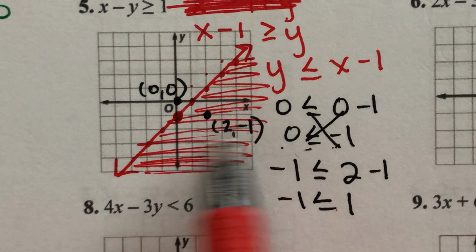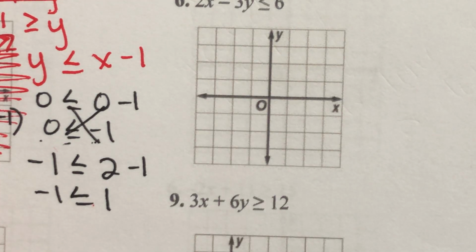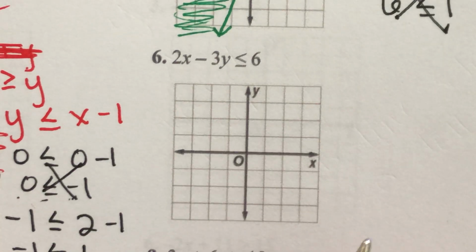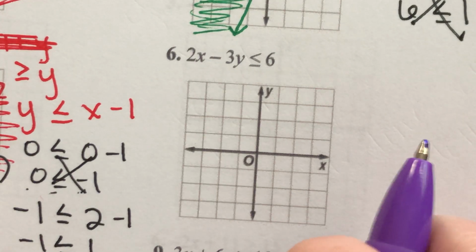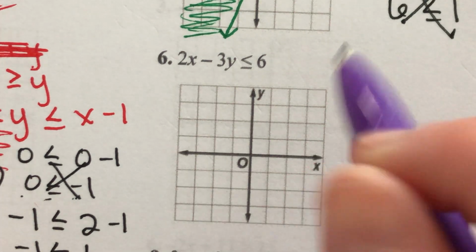So this is everything below my line. Okay, next one, number 6. In purple, 2x minus 3y is less than or equal to 6. We can graph this like y equals mx plus b, or you can graph this like it's a standard form equation. Remember, with a standard form equation, we find the x and the y intercepts.